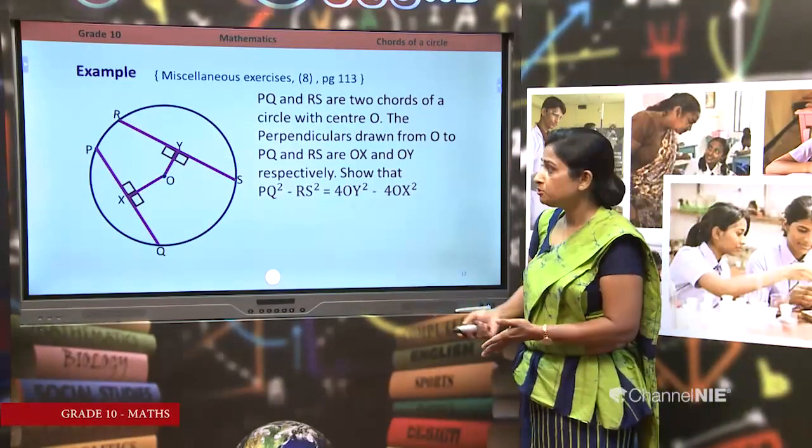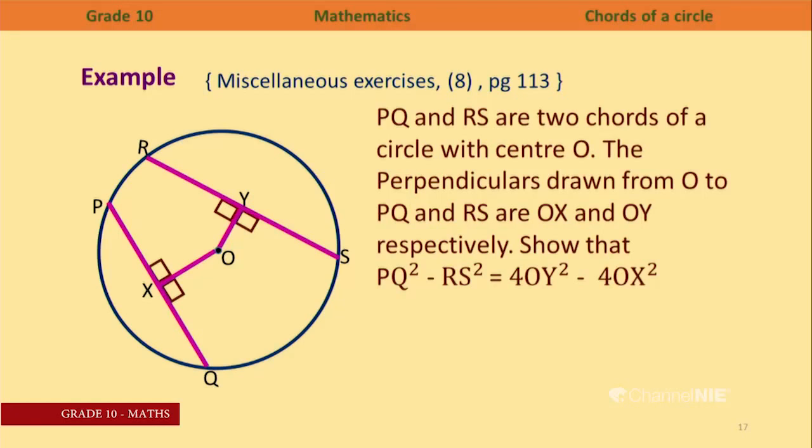Here we can see two chords, and to those two chords they have drawn two perpendiculars from the center. They have met at the points X and Y. So, OX and OY bisect the chord PQ at the point X, and bisect the chord RS at the point Y. So, here we can apply the converse of the theorem.